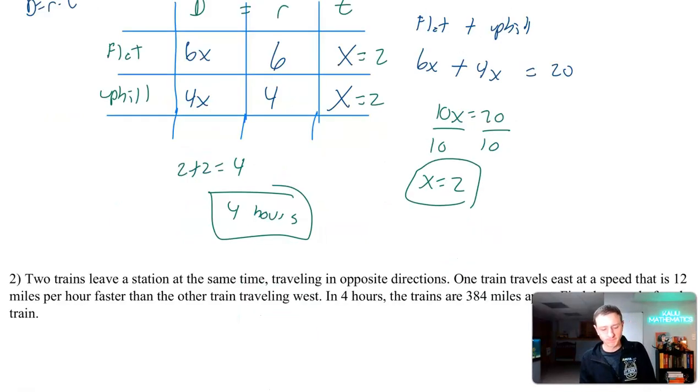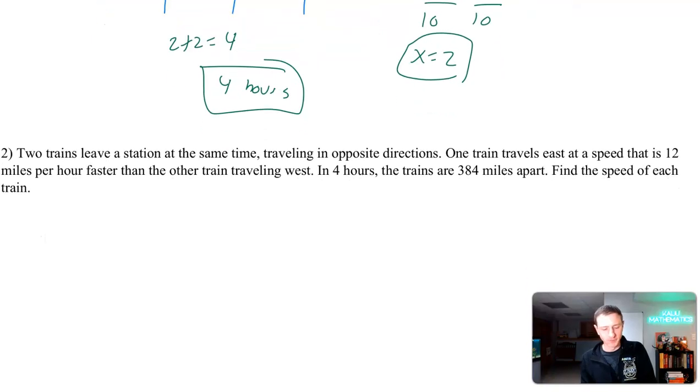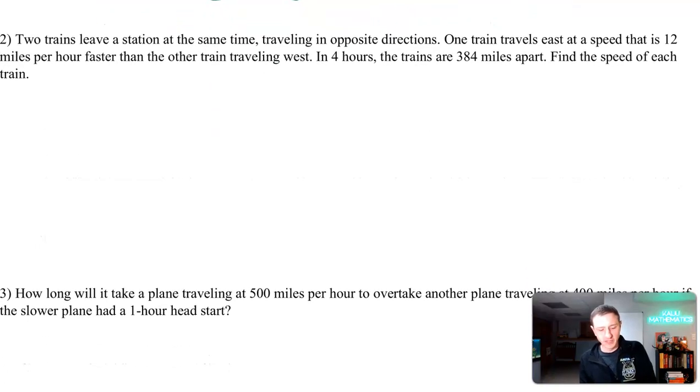Good problem there. Number 2. 2 trains leave a station at the same time, traveling in opposite directions. One travels east at a speed that is 12 miles per hour faster than the other train traveling west. In 4 hours, the trains are 384 miles apart. Find the speed of each train.